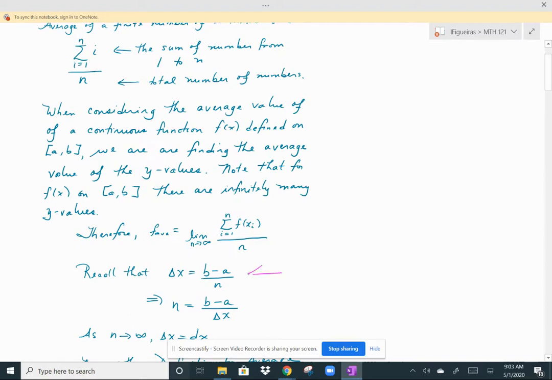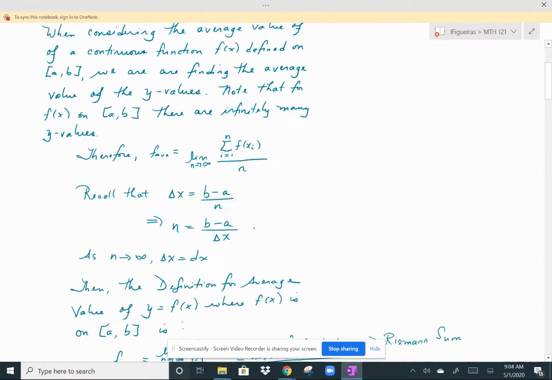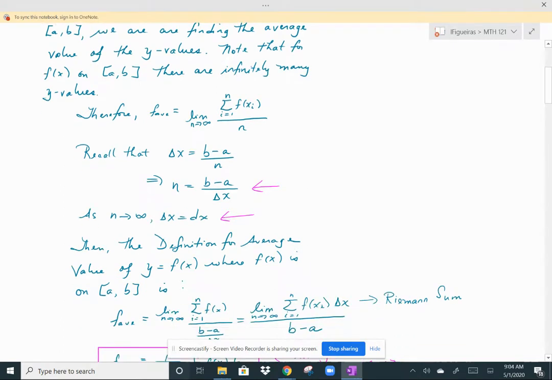Remember, when we talked about Riemann sums, we said that delta x is computed by b minus a divided by n. And if I take that definition and solve for n by cross-multiplying, you get n equals b minus a over delta x. But remember, as n approaches infinity, your delta x is actually your differential dx. So we're going to put this all together in order to get the definition for the average value of a function.